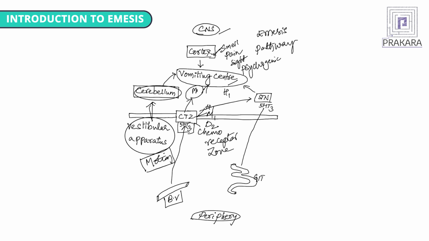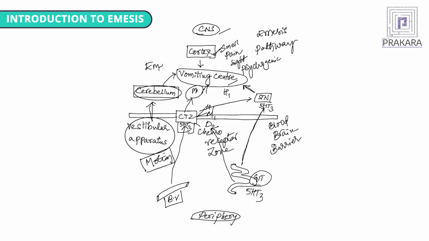In the other way, whenever emesis is induced by stimulation of the GIT, in the GIT we have the 5-HT3 receptors. These 5-HT3 receptors also stimulate the D2 receptors which are present in the chemoreceptor trigger zone. At the same time, the GIT related 5-HT3 receptors may get connected with the STN 5-HT3 receptors which are present in the blood brain barrier. Activation of these 5-HT3 in the STN will further activate the vomiting center, thereby resulting in a phenomenon called emesis.